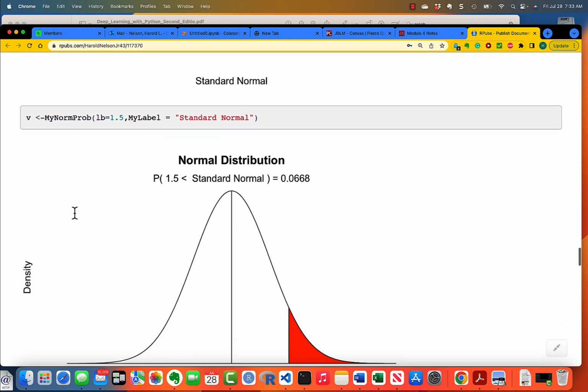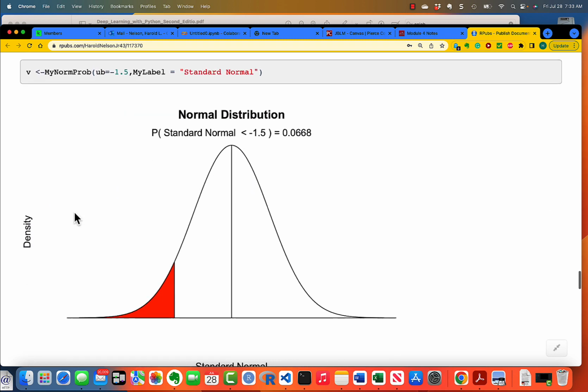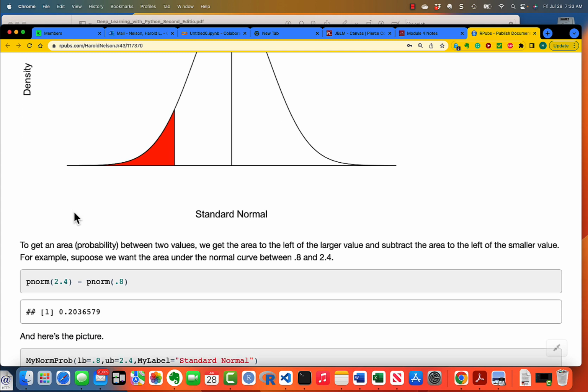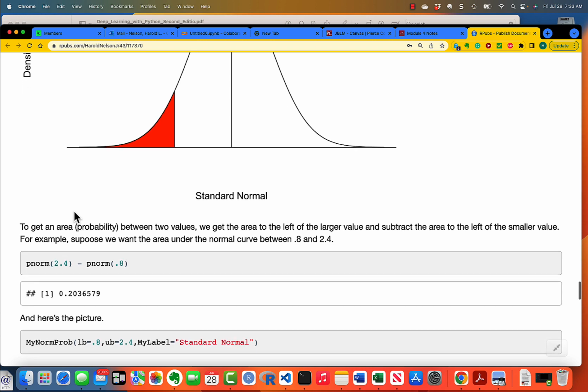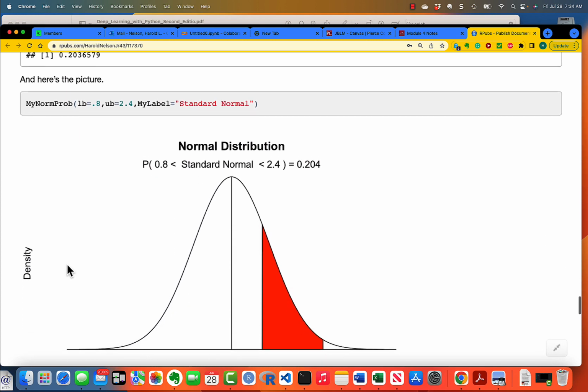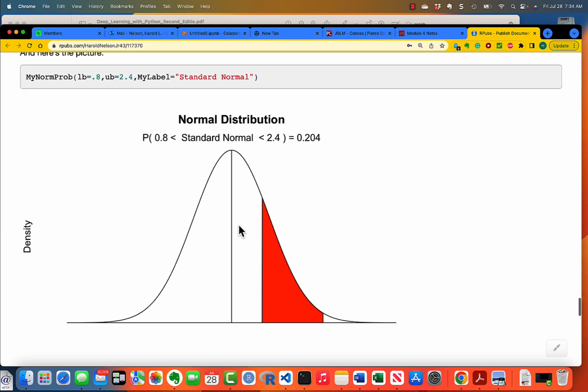And here's a couple more examples of the function. And here's a good example of finding the area between 0.8 and 2.4. So here's the 0.8, here's the 2.4, and the area between those two, that is between a lower bound of 0.8 and an upper bound of 2.4, we have 0.204.